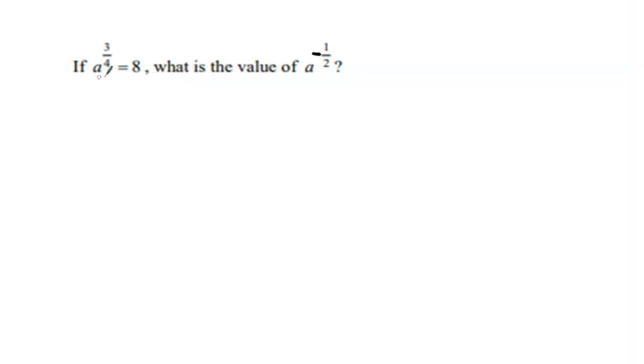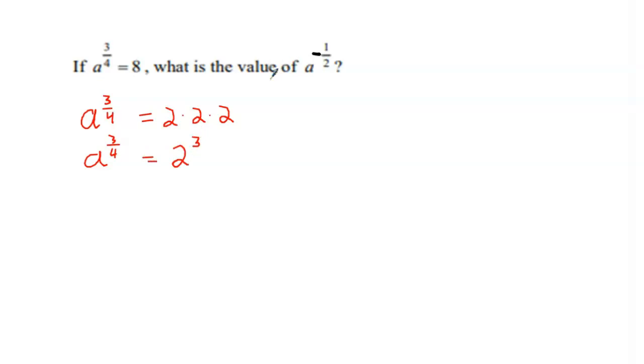So here we have been given a to the power 3 over 4 is equal to 8. What is the value of a to the power negative 1 half? So let's start from here. A to the power 3 over 4. We know that 8 is 2 times 2 times 2, which can be written as 2 to the power 3.